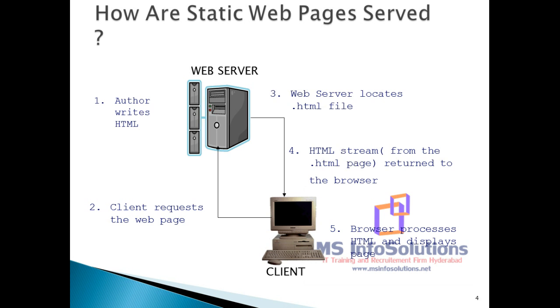For example, we are taking AMD. We have one URL, www.amdbis.co.in. That is one of the static websites that presents only data. It is not modifiable. Okay, that is the example. When we are trying to access the page, the web server locates the .html file only. If it identifies the HTML, the HTML stream for the input HTML page is returned to the browser, which processes the HTML and displays the page. In this manner the web page is served to the user.